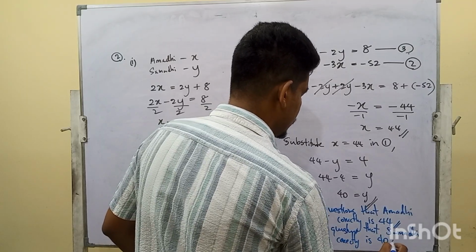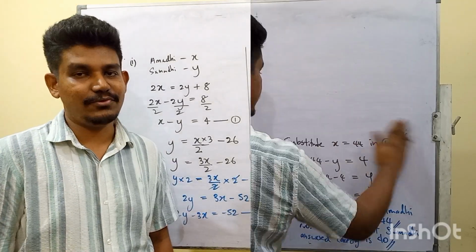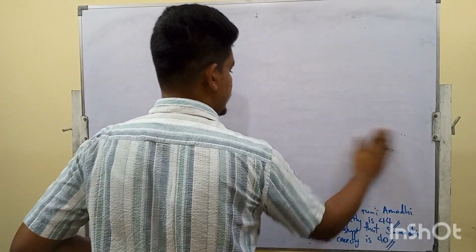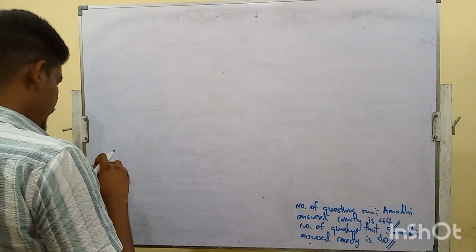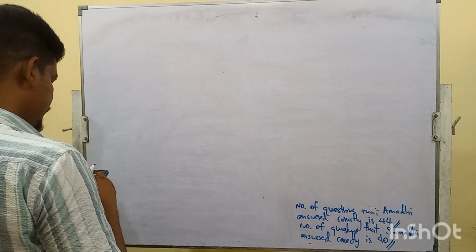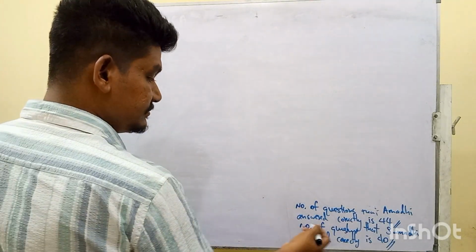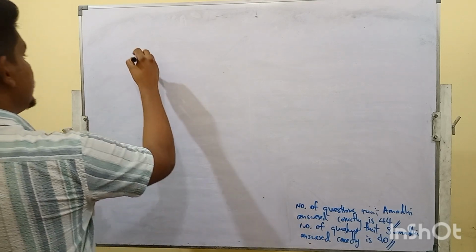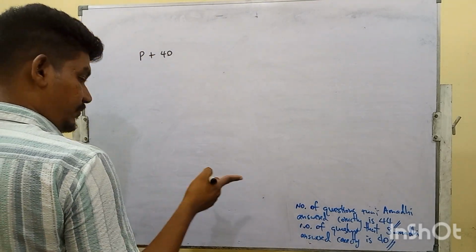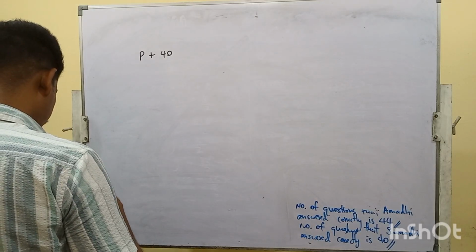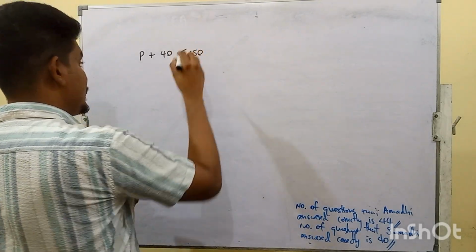The number of questions that Samadhi answered correctly is 40. Do the third one, the answers are needed. The sum of the marks obtained by Uvindu and Samadhi is less than 150. Samadhi got about 40 marks, so Uvindu got P marks, and Samadhi got 40 marks. Now, it should be less than 150 marks.